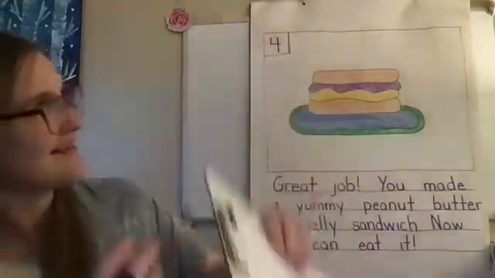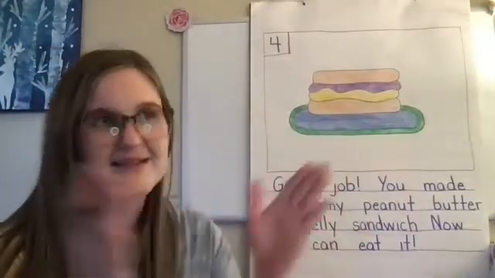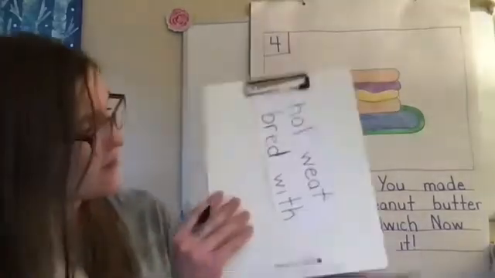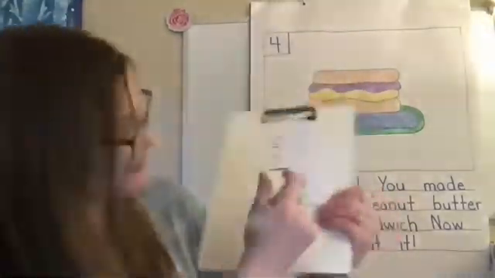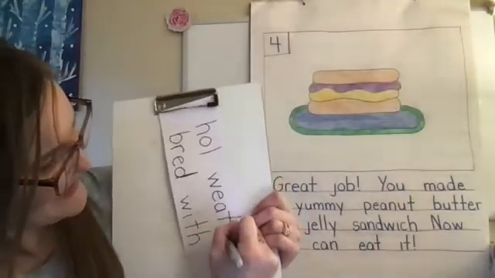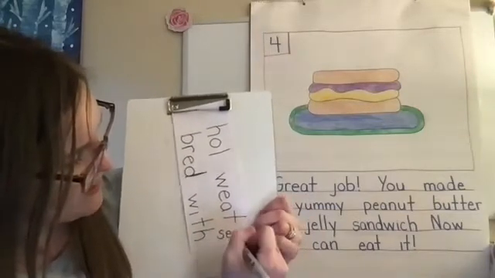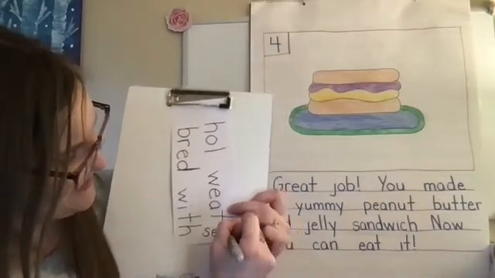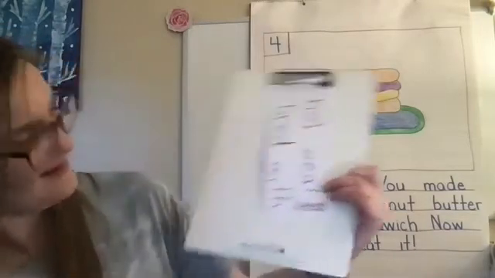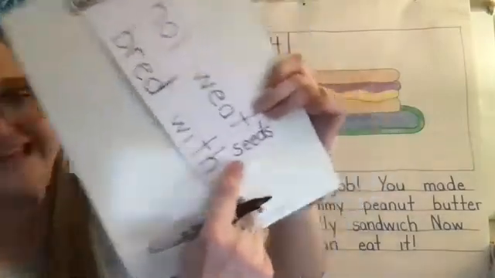Seeds. Let's break it up into syllables. Seeds. So we just need to make it really slow. Slow it way down, stretch it just like a rubber band. E, long E, like an E. Seeds. Whole wheat bread with seeds.